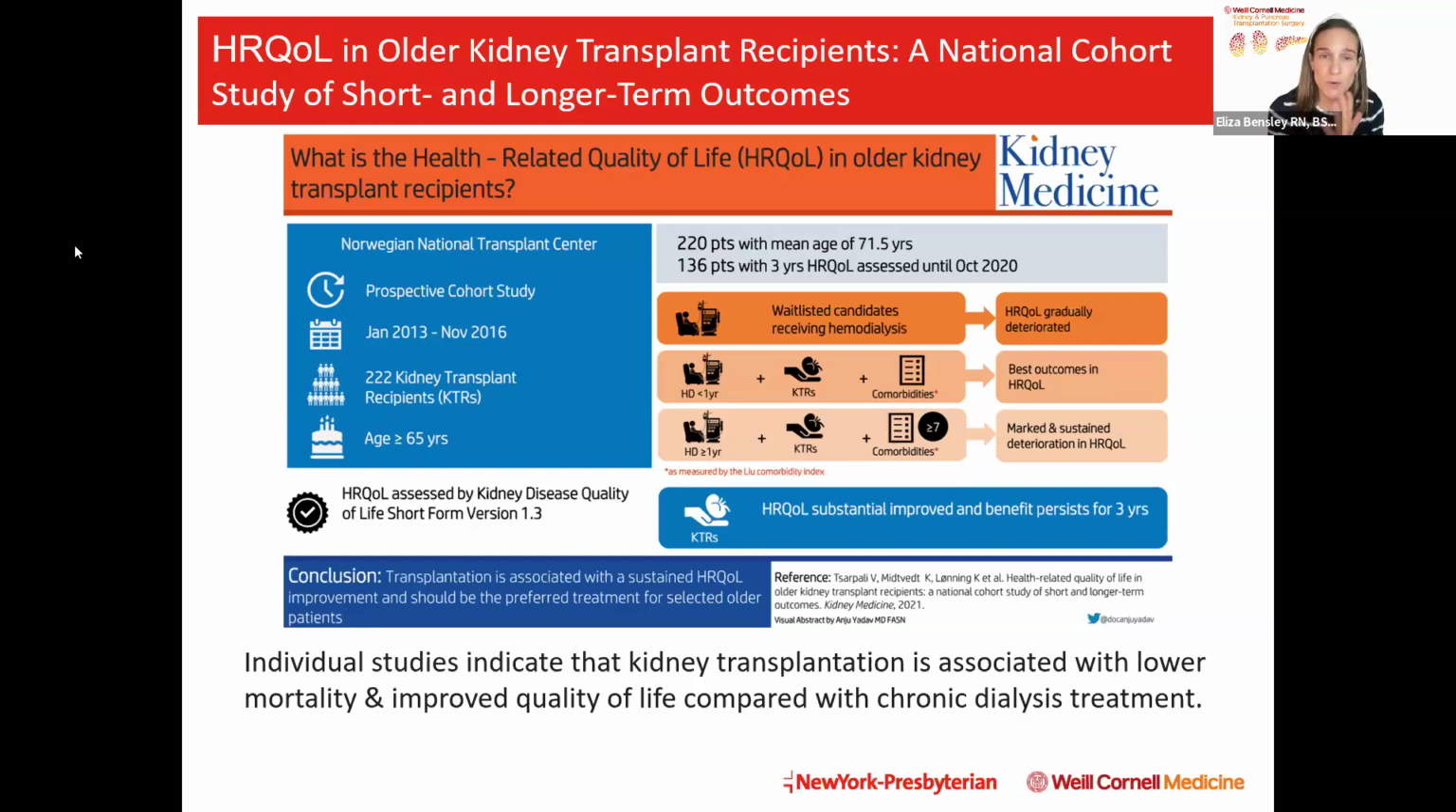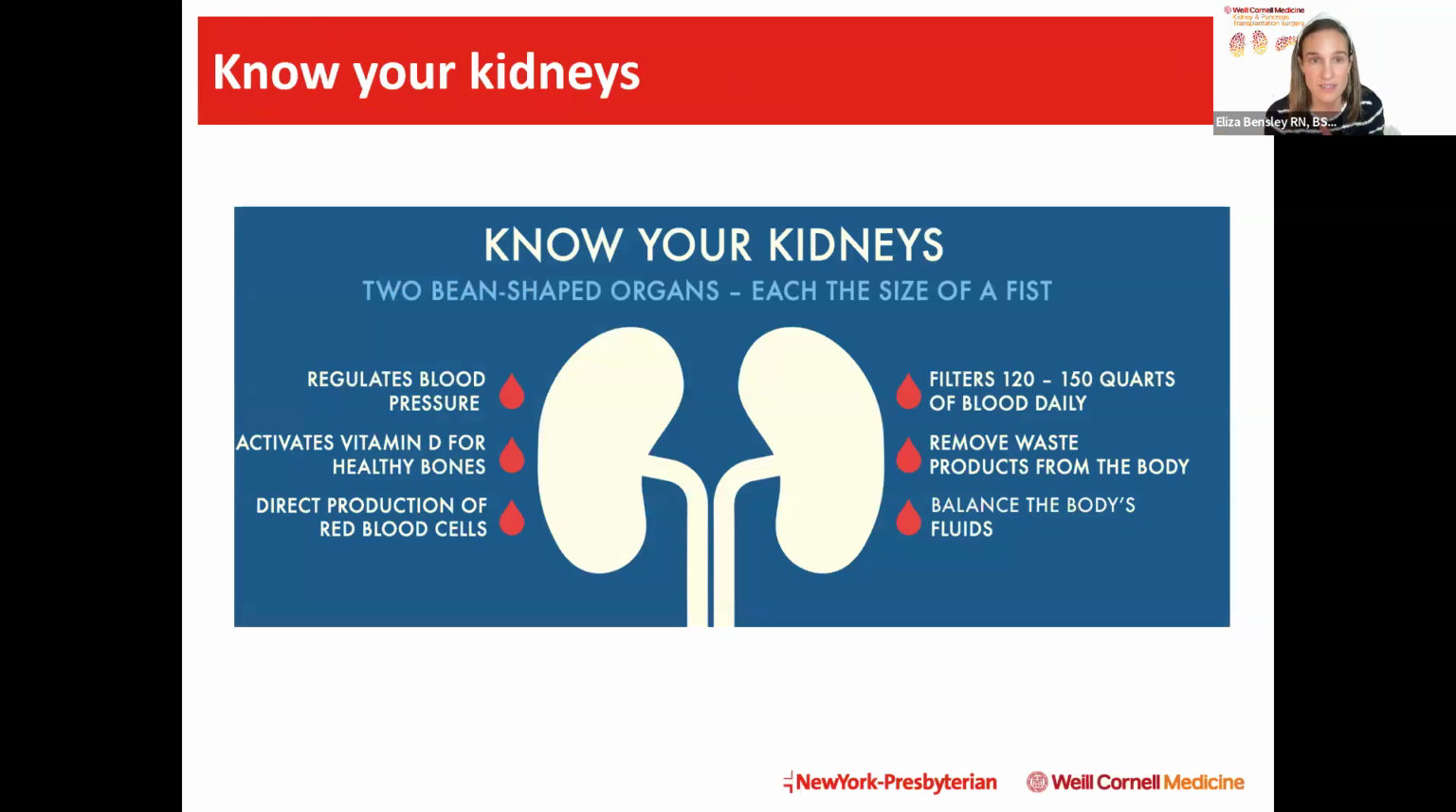All right, so those were the definitions I really wanted to cover, but let's go into our very, very foundations. The next slide, we're just going to talk about our kidneys. Most of you attending already know this, so it's probably a review, but your kidneys are two bean-shaped organs the size of a fist. They regulate our blood pressure. They activate healthy vitamin D for healthy bones. They produce red blood cells.